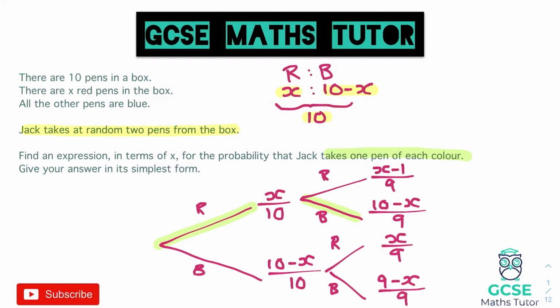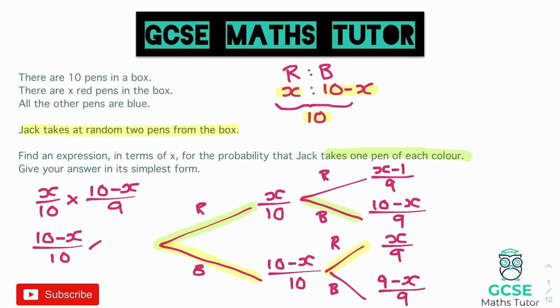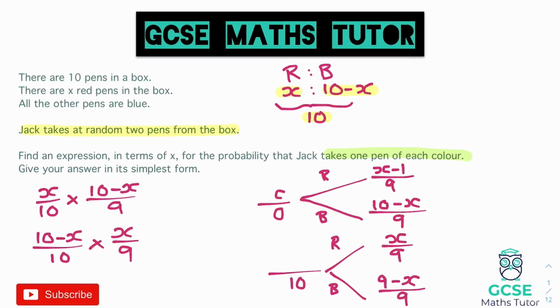And likewise, we could go down the blue and then take out a red. So let's take these two probabilities and write those out. So going up the red and then the blue, we have got x over 10, and we need to times that by the 10 minus x over 9. For the other route, for blue and then red, we've got 10 minus x over 10, and we need to times that by x over 9. So these are the two little fractions that we need to work out. So let's get rid of this tree and we're going to figure both of these out. There we go.